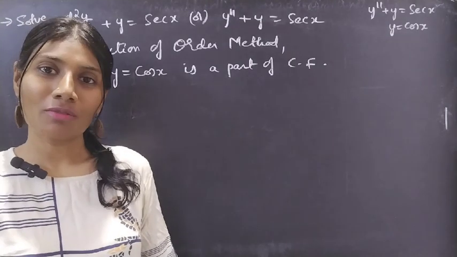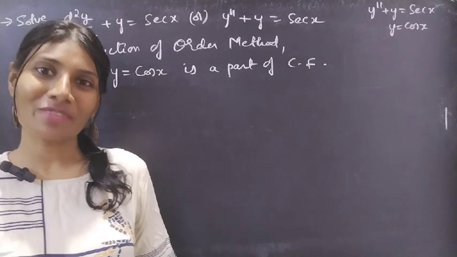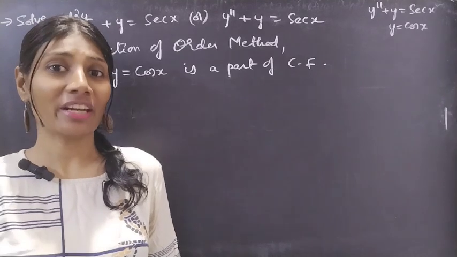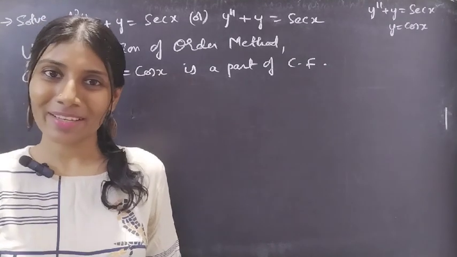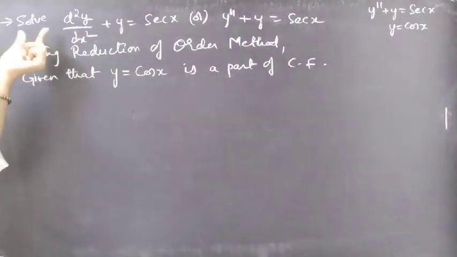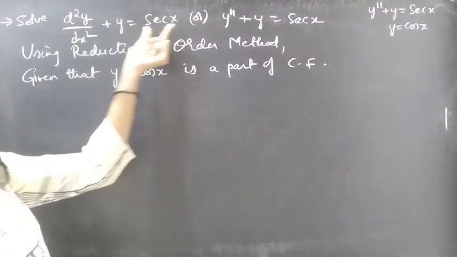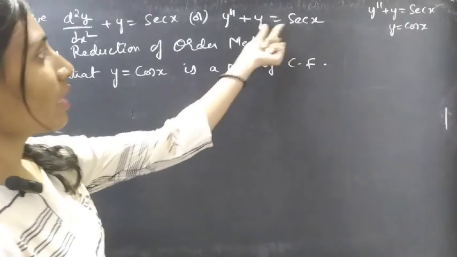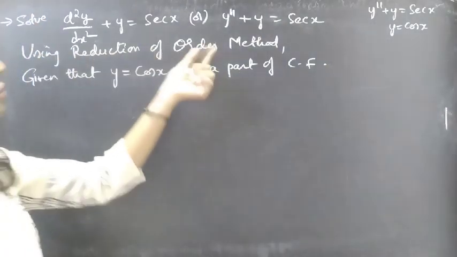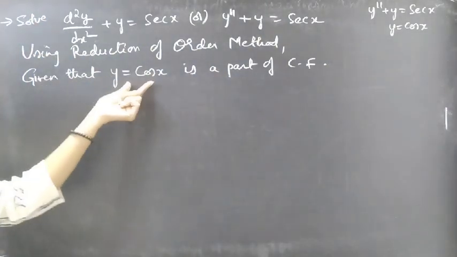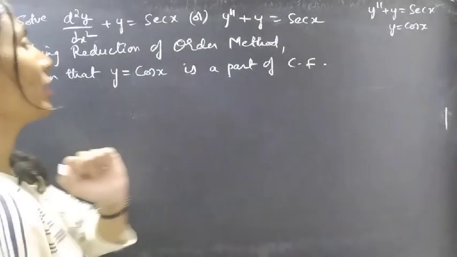In this video, we are going to solve a differential equation from higher order linear differential equations with variable coefficients using the reduction of order method. So let's get going. Problem: Solve d square y by dx square plus y equal to secant x, or y double dash plus y equals secant x, using the reduction of order method, given that y equal to cos x is a part of the complementary function.